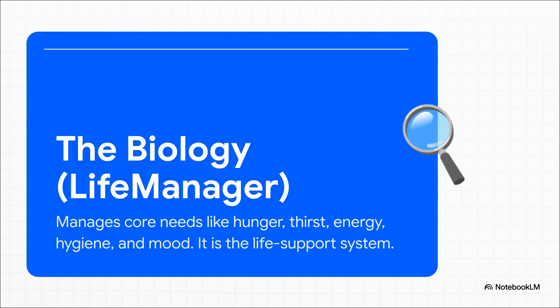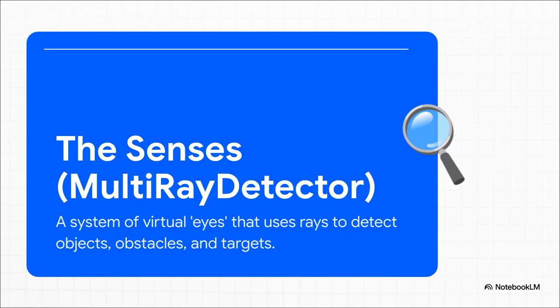First up, we've got its biology, which is handled by a module they call the LifeManager. This is basically the sim agent's internal life support. It's constantly keeping track of vitals like hunger, its energy levels, even its mood, all to keep the organism stable and balanced. So how does it see its world?